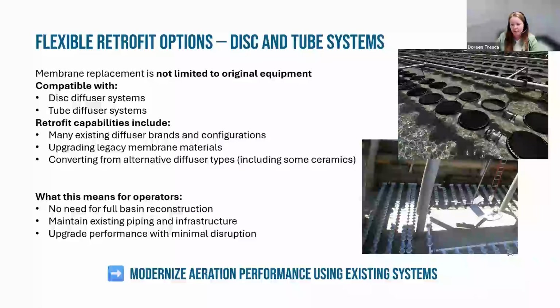In most cases, membranes can be replaced across both disc and tube diffuser systems. Again, we have a variety of different sizes and shapes. They fit our bodies, they fit competitor bodies. We've also done upgrades to ceramics. So we have some customers that have really old ceramic diffusers. We can supply a base plate and a rubber membrane, and they're able to keep the piping, keep a lot of the more expensive equipment, the supports, other things in the tank, and just upgrade that membrane. So it's like you're getting a new, more modern system by just replacing the membranes.